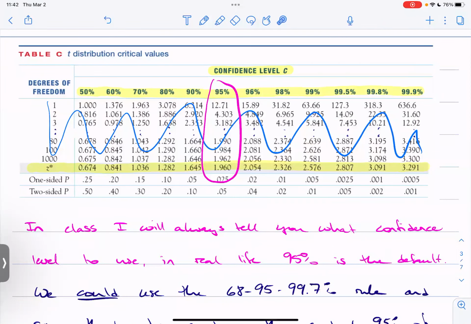Now we're just using it in a different way. In order to capture the central 95%, I need to move out 1.96 standard errors, right? Whereas before, we used it more for the areas in the tails, right? So we can still do that, but for confidence intervals, we're going to be using the Z star as that critical value.